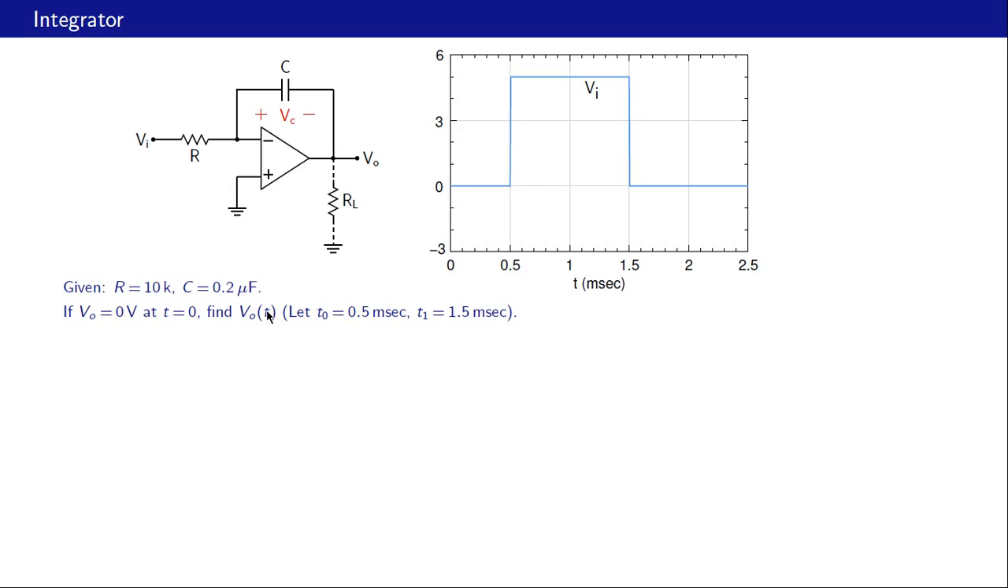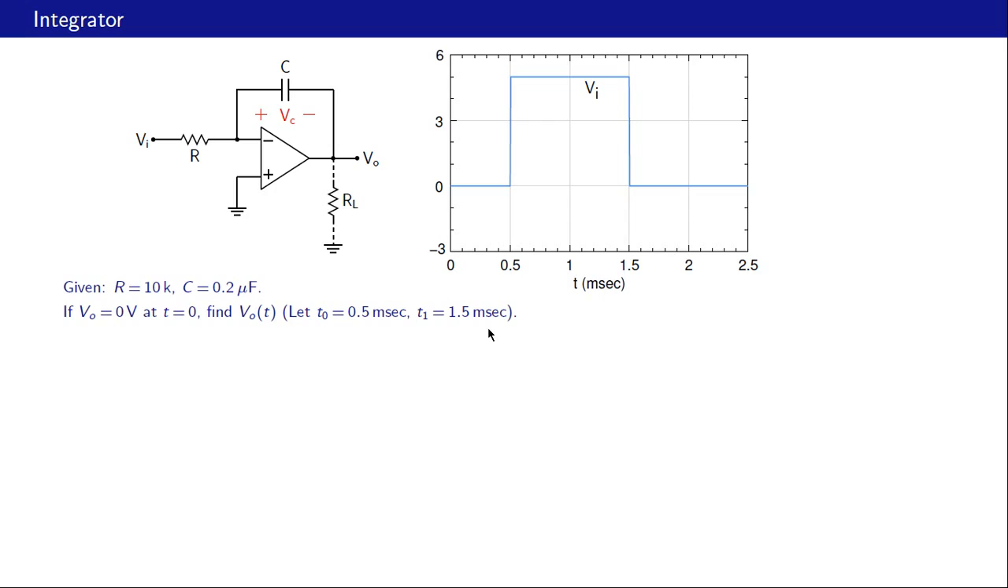We are also given that the output voltage, this, is 0 at t equal to 0. And given these conditions, given these component values, we want to find Vo as a function of time. Let us use t0 to denote this time at which Vi is going from low to high. So t0 is 0.5 milliseconds, and let us use t1 to denote this time at which Vi is going from high to low. So t1 is 1.5 milliseconds.